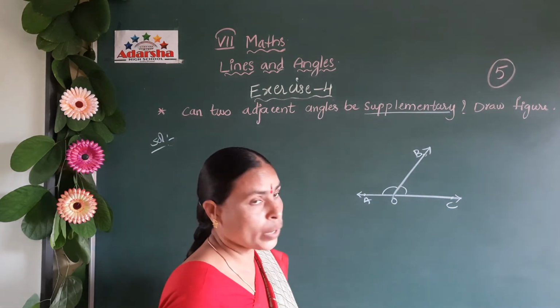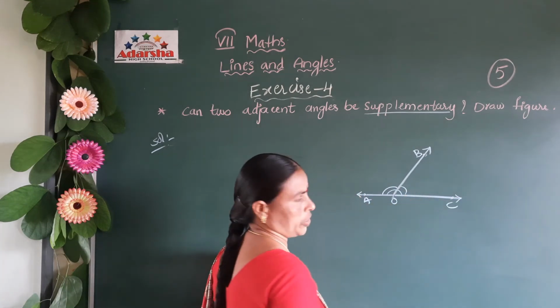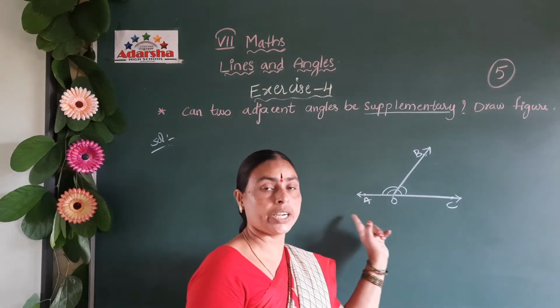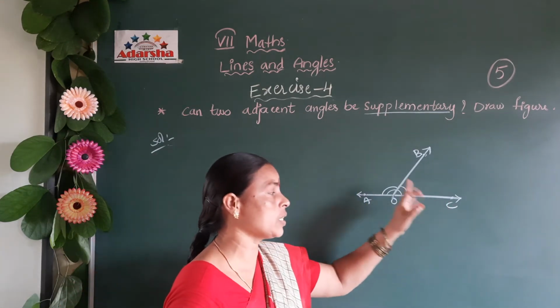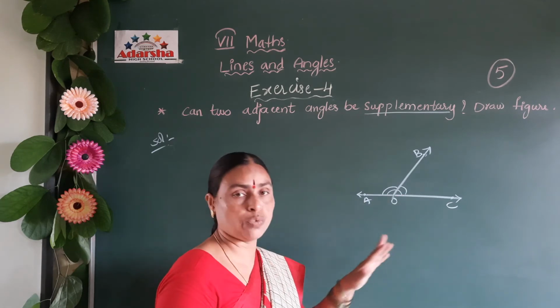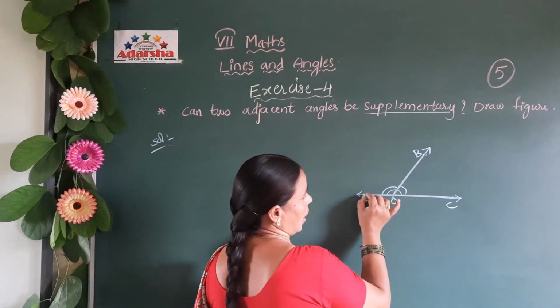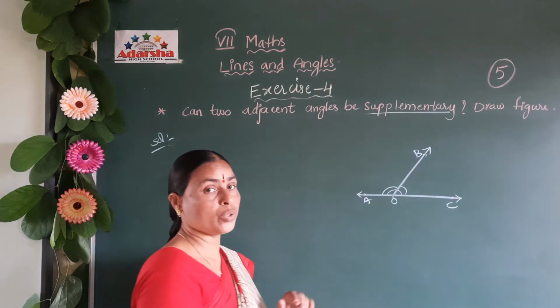What about these two angles? This is angle AOC, whose measure is 180 degrees. Angle AOC is a straight angle. The straight angle measure is how much? 180 degrees. Angle AOC is the straight angle that is equal to 180 degrees. On this line AOC we have two angles, angle AOB and angle BOC.